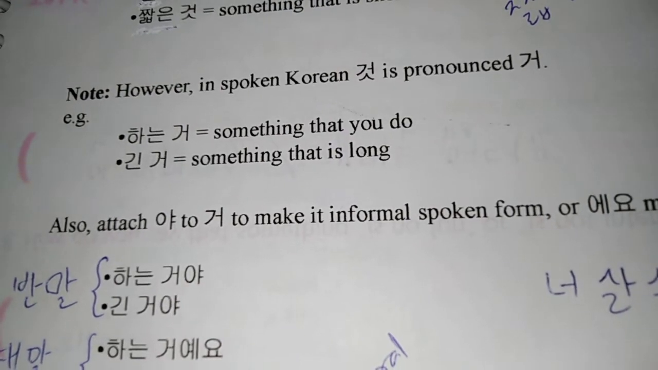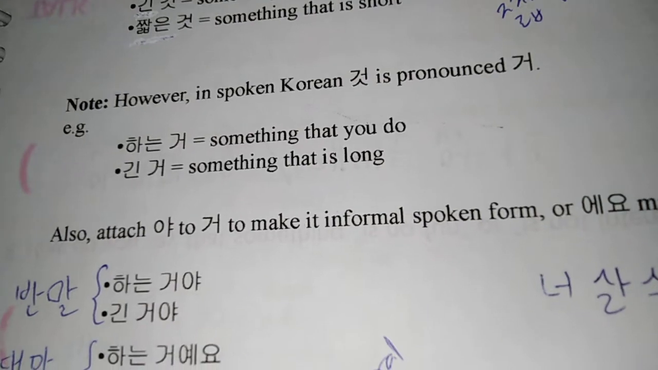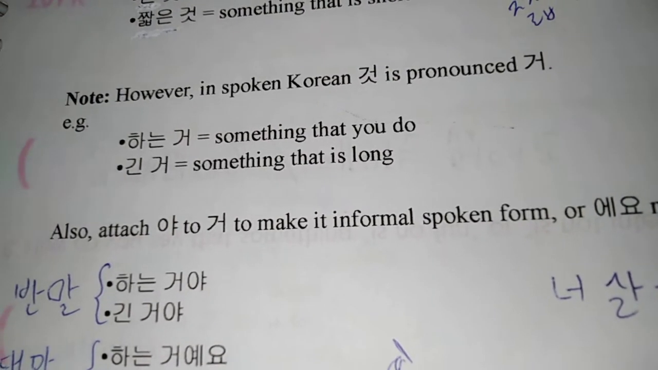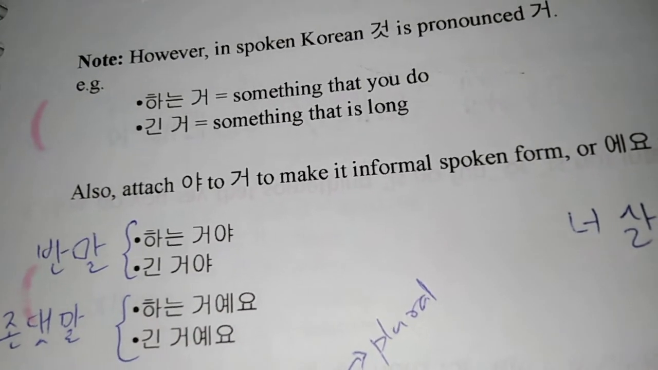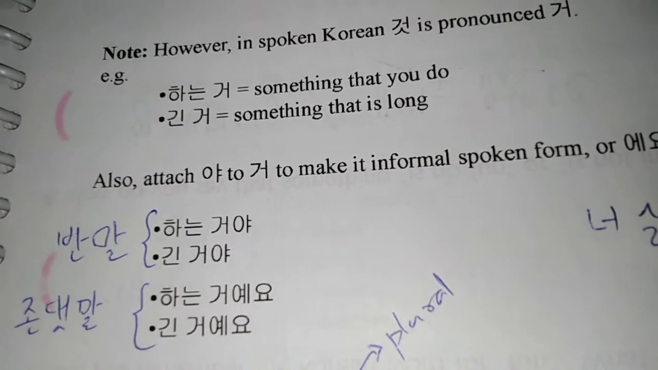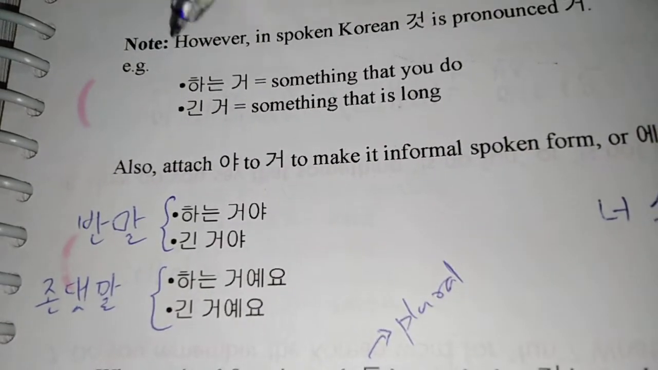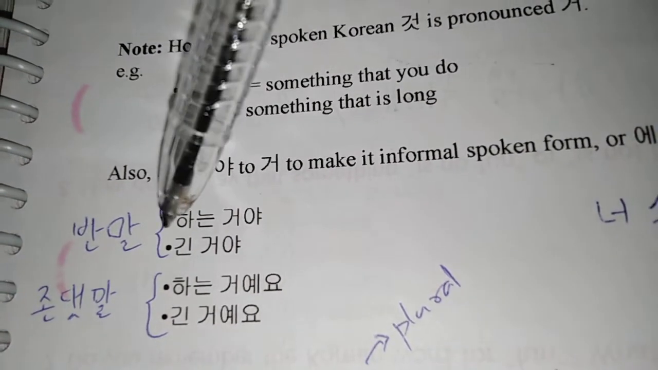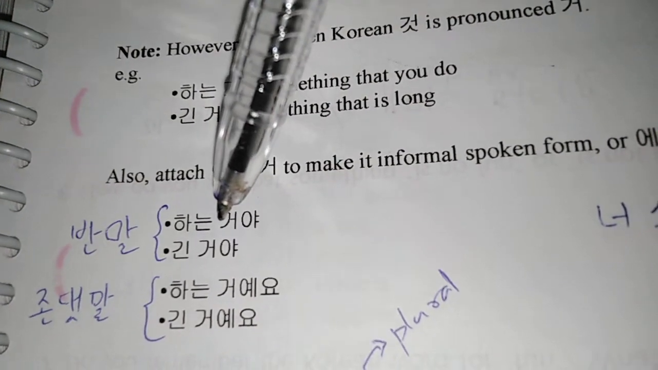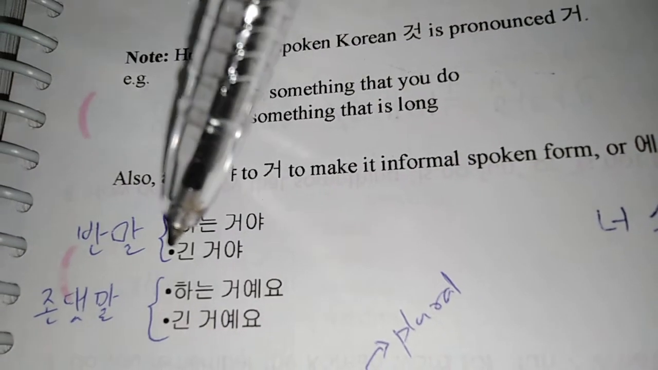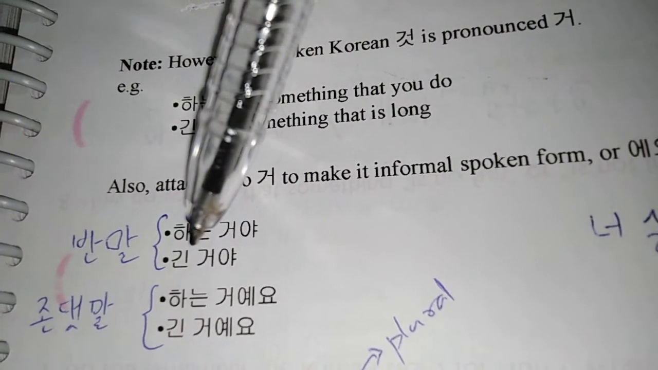And this 거 form, when you're speaking, you could make it into past tense and present tense, into 반말 and 존댓말. So into 반말. How would you make it into 반말? You would just add 야 at the end. So 하는 거야, 긴 거야, 가는 거야, 먹는 거야, 자는 거야, 안 자는 거야. Just add 야 at the end.